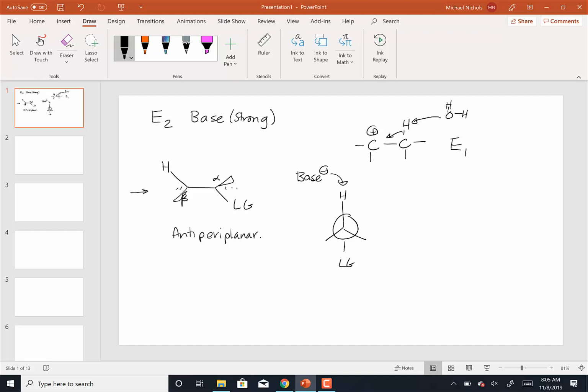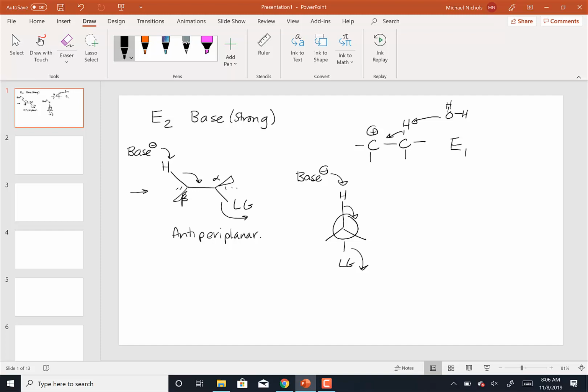The base comes in, grabs the hydrogen, the pair of electrons goes to form the double bond, and the leaving group all leaves at the same time. Over here, that means the base would come in, grab this hydrogen, have that pair of electrons move, and then have the leaving group leave. They have to be anti-periplanar because of the way the orbitals will overlap as you go through the transition state.